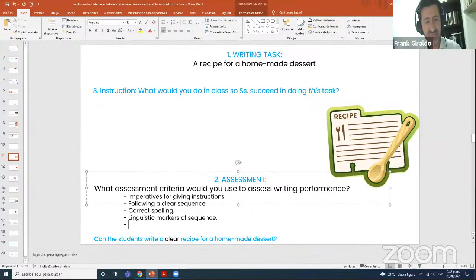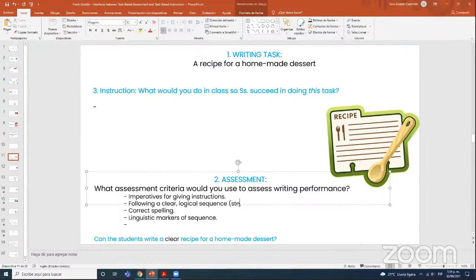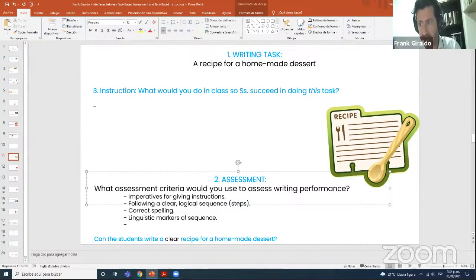Okay, logical steps. So that would be following a clear sequence, clear logical sequence. So meaning steps. Okay, anything else? The audience it is intended for. The audience it is intended for goes in the task description, but not in the assessment criteria.